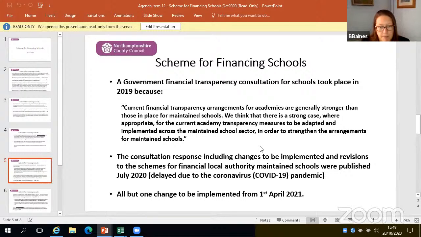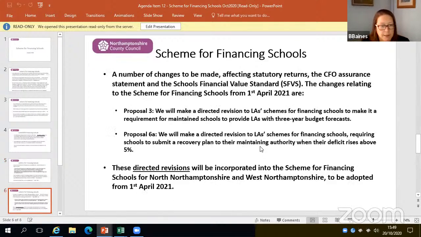All of the changes are to be implemented from 1st of April 2021, except for one which has been implemented from 1st of April 2020. I've put the two proposals here that apply to the scheme for financing schools. In the appendix, I've added all of the proposals so you can see how that has affected maintained schools reporting and transparency across the board from this piece of work.